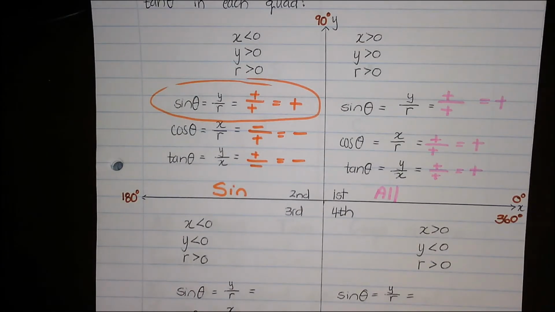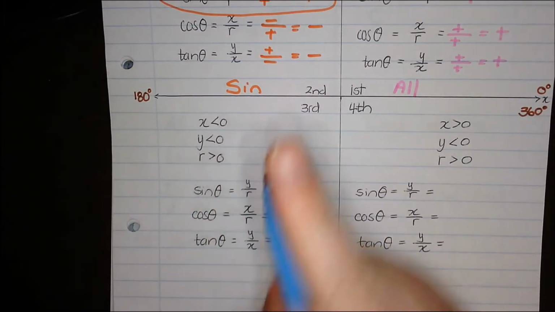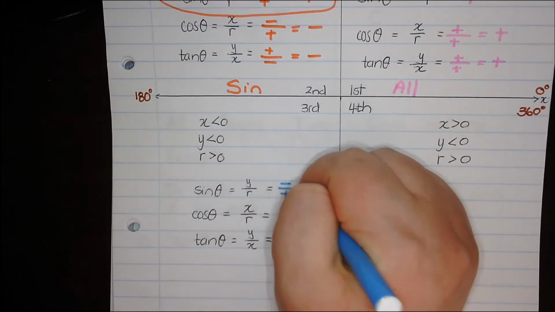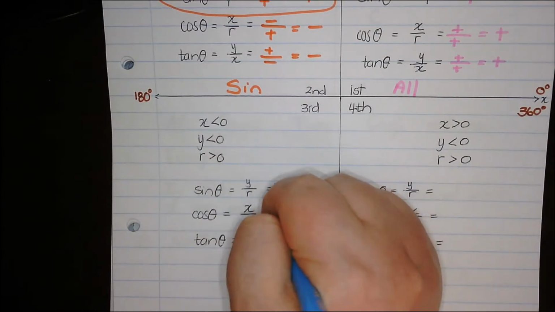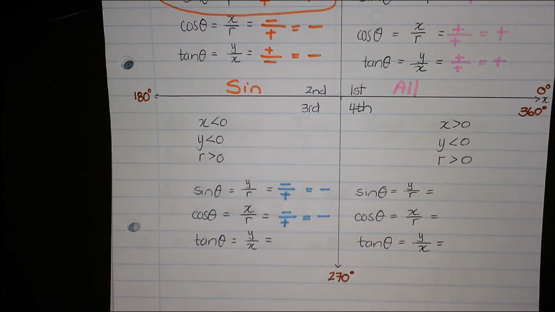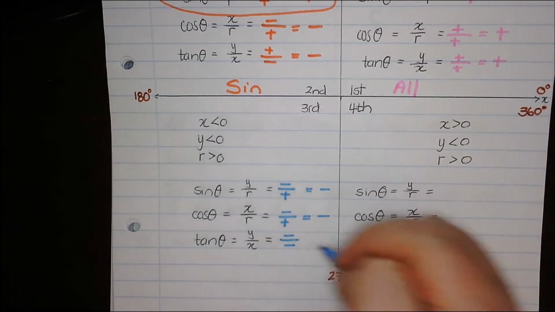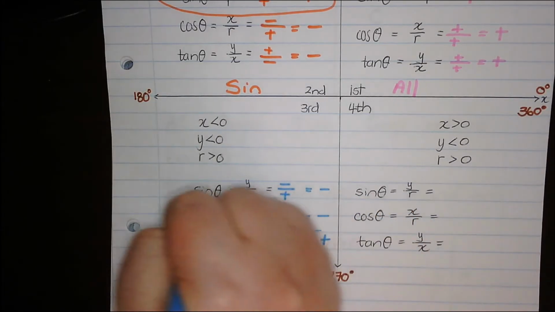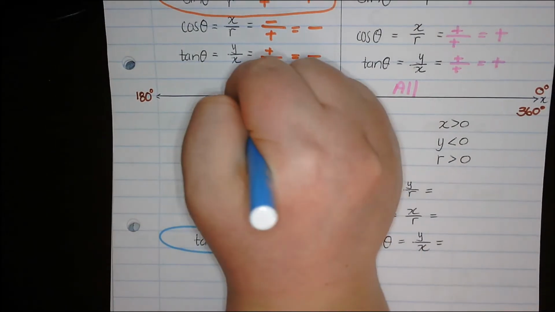Right, next one. If we look at the third quadrant, y is negative and r is positive. That means that sine is going to be negative. X is negative and r is positive. That means that cosine is going to be negative. Y is negative and x is negative. Negative divided by negative is positive. That means that in the third quadrant, the only positive ratio is tan.